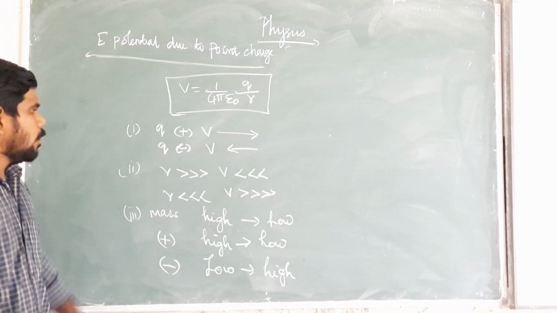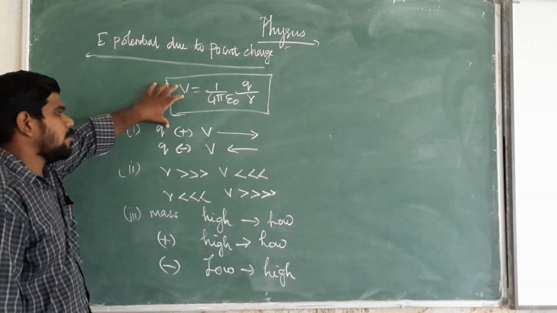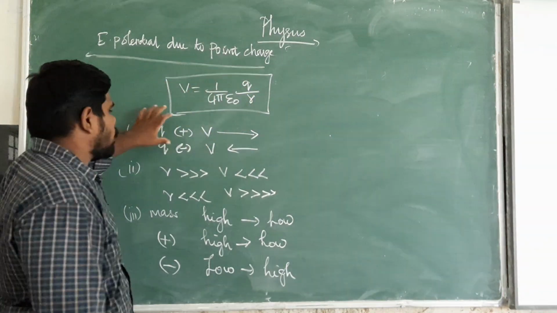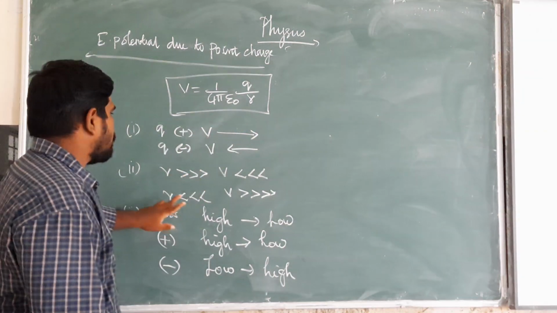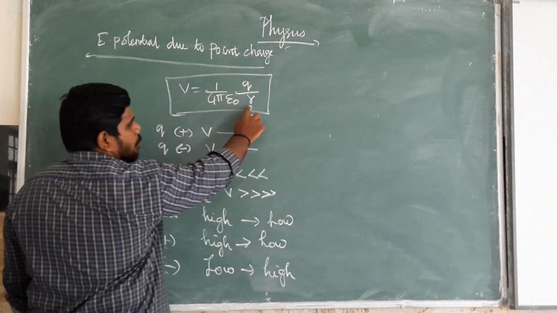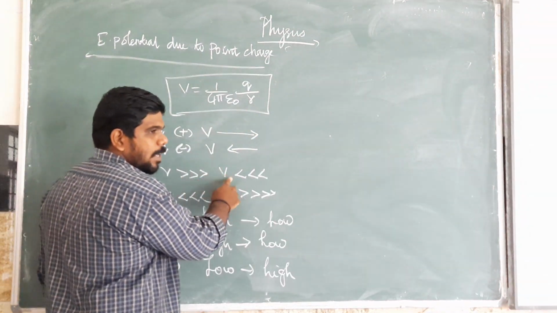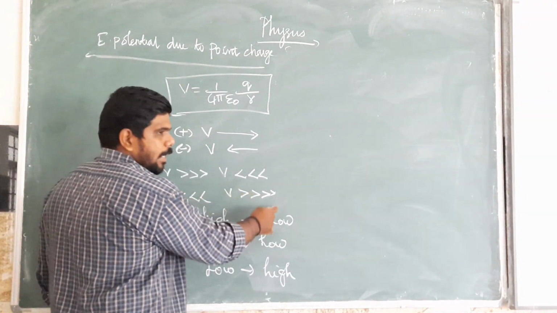Okay, clear? So what are the 3 points? First point, if the point charge is positive, the electric potential will be radially outward. If the source charge is negative, the potential will be radially inward. Second point, the potential is inversely proportional to the distance. As the distance increases, the potential decreases. As the distance decreases, the potential increases.